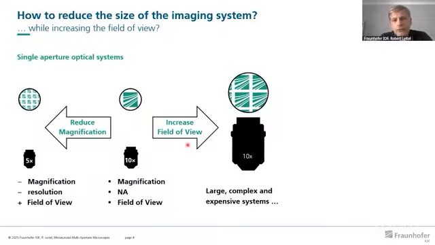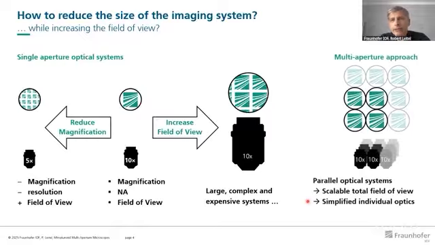The other way is the way from lithography. You increase the field of view with a high resolution, then you have to increase these optics. And you can imagine from the lithography systems that you have very large and bulky imaging optics that have a very high resolution to image in high quality a certain field of view. And there's the multi-aperture imaging approach, where you have parallel optical systems which are scalable to the field of view you need, and having here each individual a very small field of view, you have even a simplified optics.